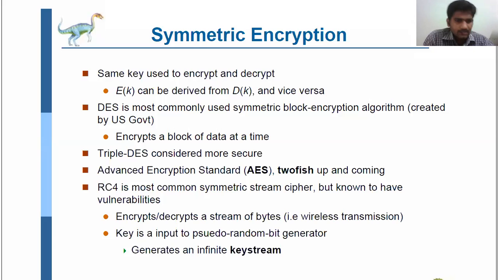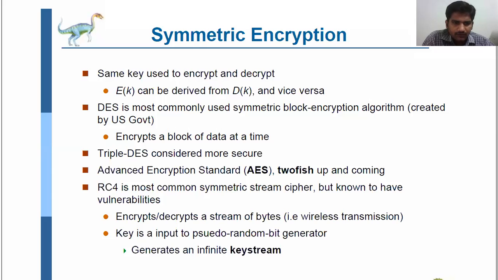Then another one is Triple DES, which is considered more secure, and then the Advanced Encryption Standard. We also have Blowfish and Twofish, which are up and coming algorithms.